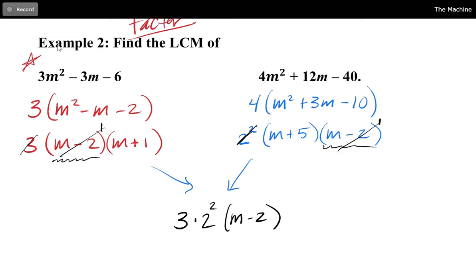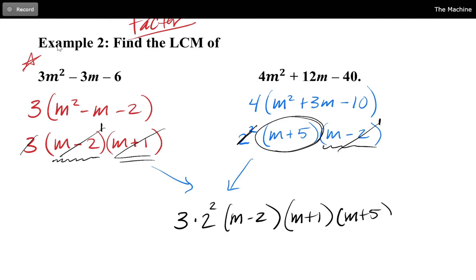And then on the left, I've got this m plus 1, so I need one of those. M plus 1. Do I have any other m plus 1s? Nope. So I'm done with that one. And then anything left? Oh yeah, I've got this m plus 5 over here. So an m plus 5. And all of those binomials are to the first.